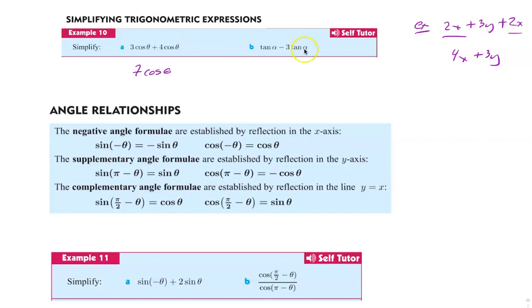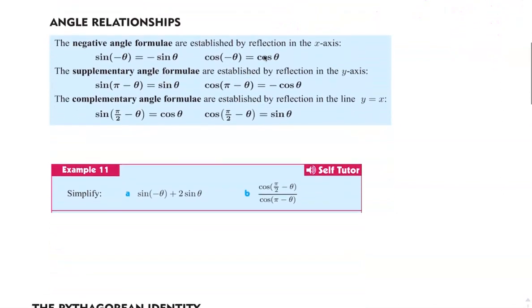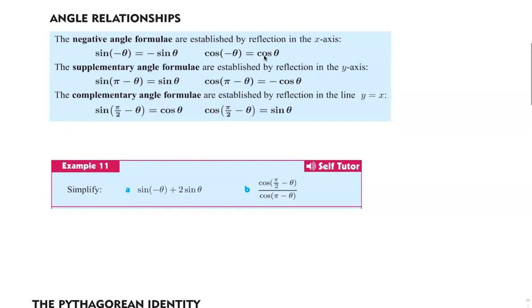It works the same way if you subtract. A lot of times when we do angles, we use Greek letters, so theta, alpha. And this problem is just 1 tan alpha minus 3 tan alpha, also known as negative 2 tan alpha. So that's how you simplify a trig function, just like any other variable function or radicals. You treat them the exact same way. Let's talk about some other angle relationships. Now these are not in the formula sheet for IB, but they kind of do expect you to know some of these. They're not as bad as they look.